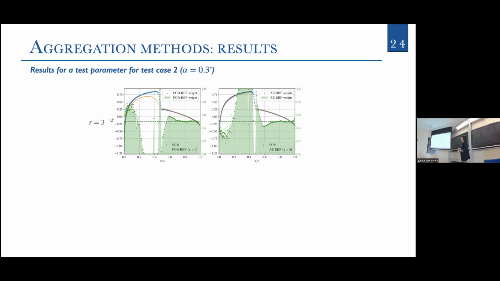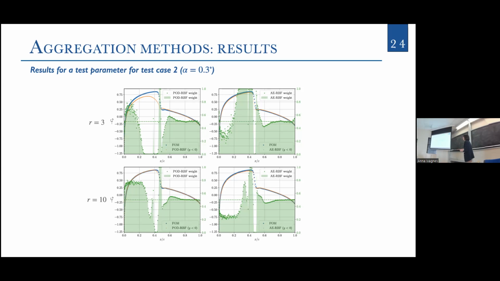So you see that the POD here is over diffusive, so it's not able to understand where the shock is, basically. And in green, this green shadow here are the weights. Of course, these are the weights for the POD and these for the autoencoder. So you see that where the POD is failing, the weights are 0. So our algorithm is understanding that the POD should be deactivated totally. And here the weights are 1 because the autoencoder is performing better.